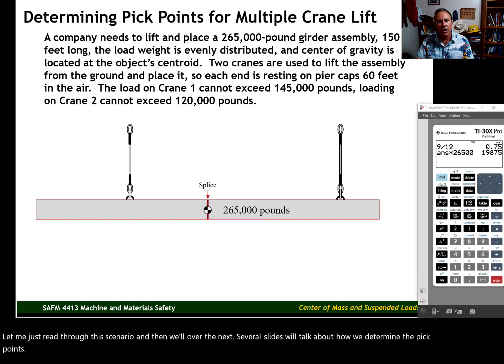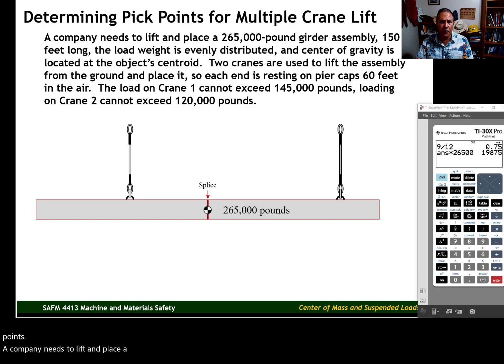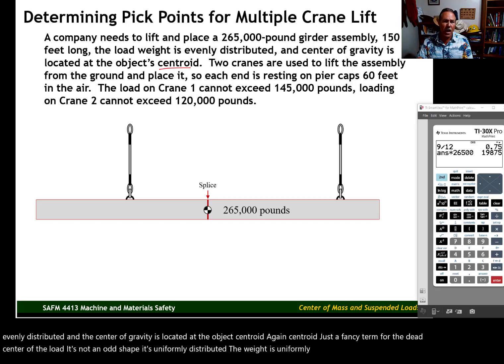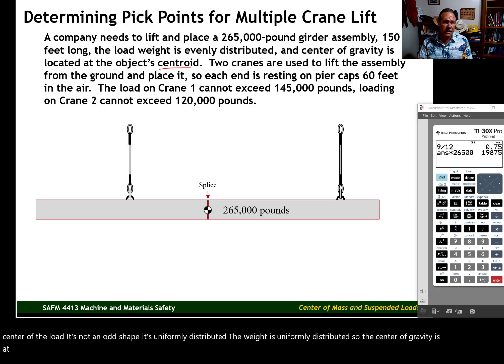A company needs to lift and place a 265,000 pound girder assembly. It's 150 feet long. The load weight is evenly distributed, and the center of gravity is located at the object's centroid. Again, centroid, just a fancy term for the dead center of the load. It's not an odd shape. The weight is uniformly distributed. So the center of gravity is at the dead center of the load, which makes it easy. Or that aspect easy, at least.